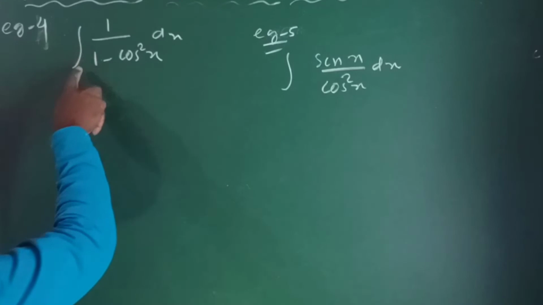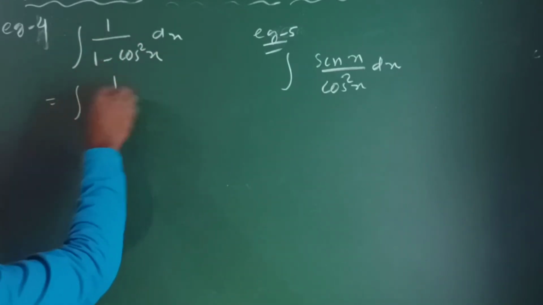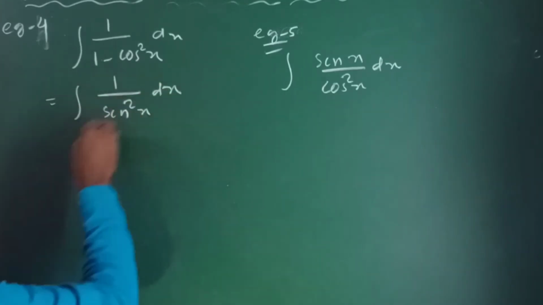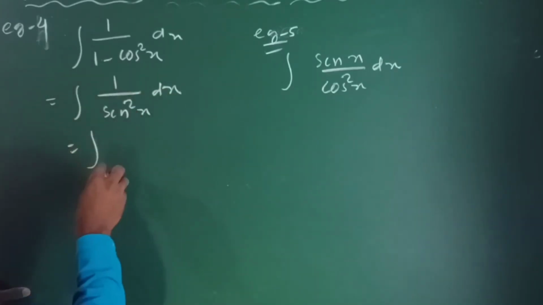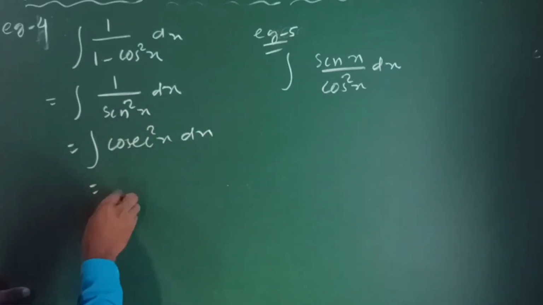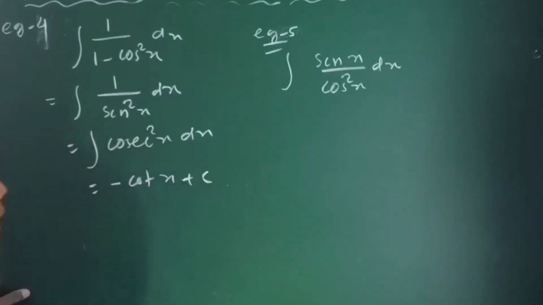Another question is integration of 1 by 1 minus cos square x dx. This can be written as 1 by, 1 minus cos square x is sin square x, with respect to x, and this is 1 by sin square x, which is cosec square x, and this is equal to integration of cosec square x, which is minus cot x plus c, the direct formula.